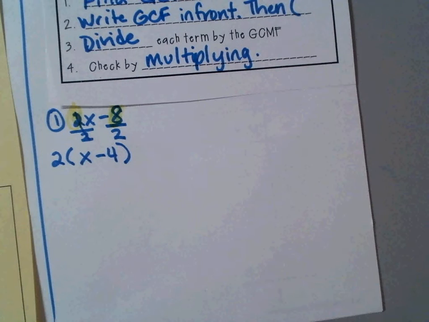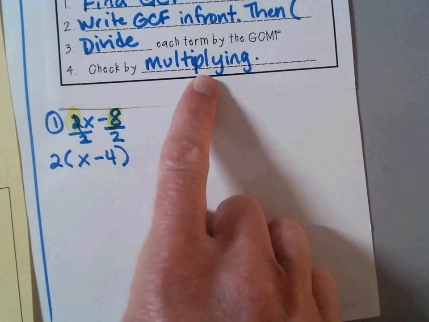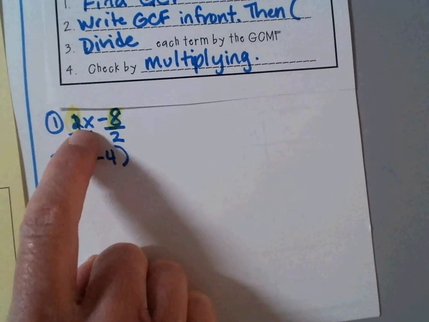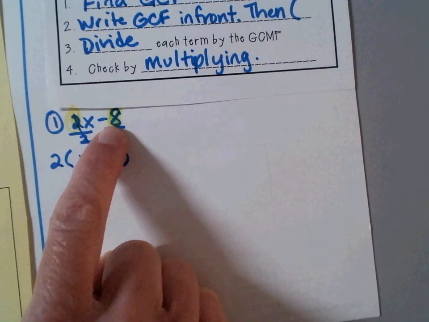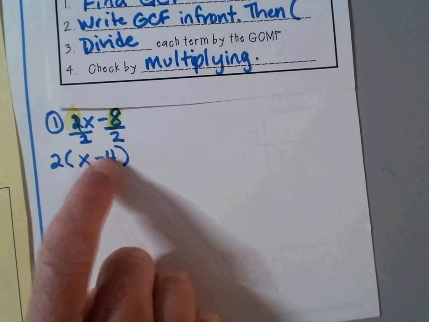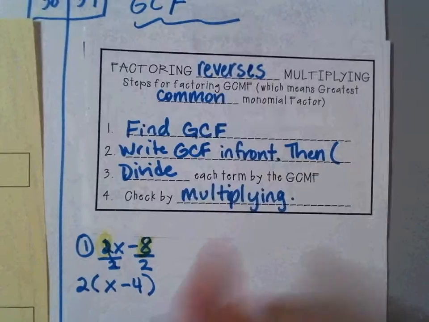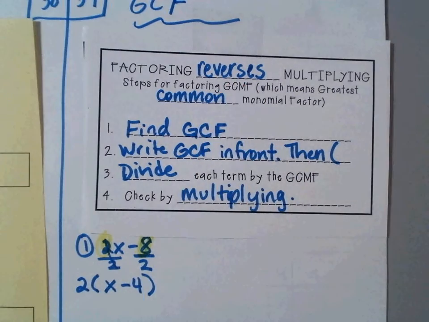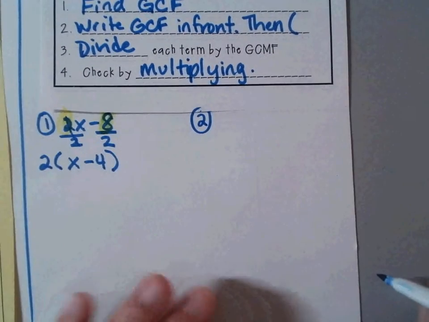And that would be the answer, but I told you on step number 4, check by multiplying. So here's what you want to check. Does 2 times x give you 2x? Does 2 times negative 4 give you negative 8? Yeah. Remember how your homework on 5-1 gave you this and wanted you to come up with that for an answer? We're doing the opposite. We're reversing the process. All right, let's try number 2. This is going to get a little tougher.